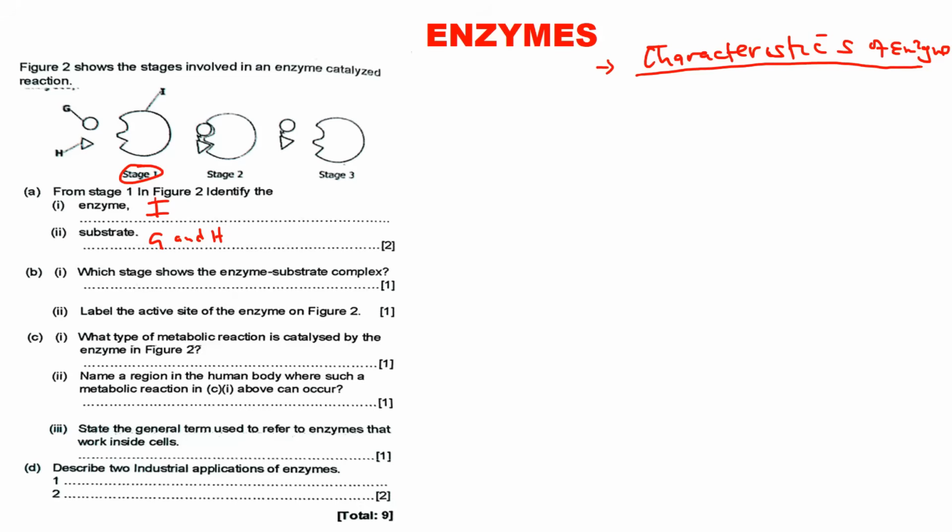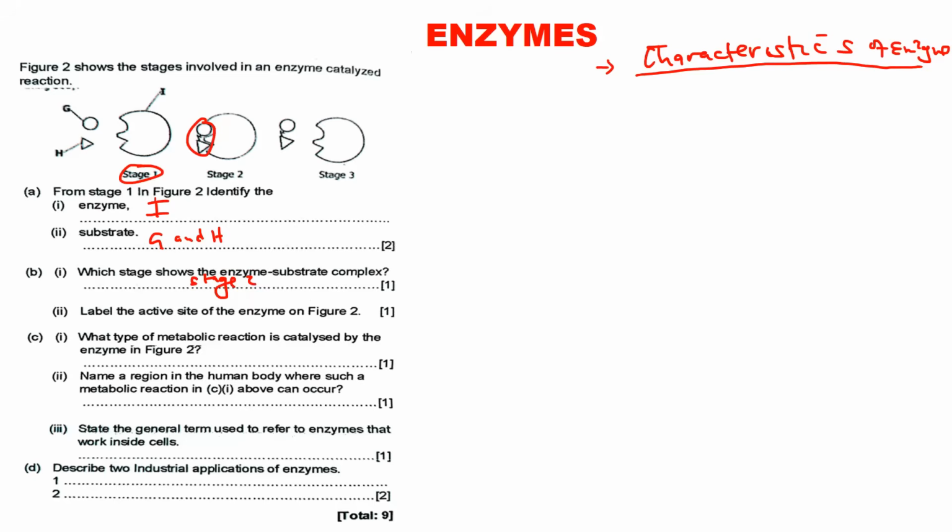So the enzyme substrate complex is where the enzyme and substrate are bound, or the substrate is in the active site. So it's stage 2. Label the active site on figure 2.